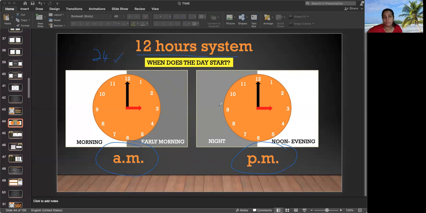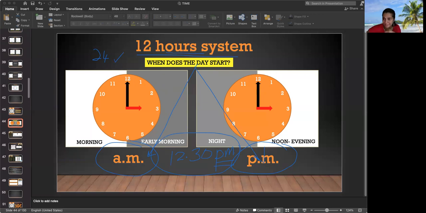So the 12-hour system precisely refers to using AM and PM. When somebody says, I finished school at 12:30 PM, when they put that word PM there, it means they are using time in the 12-hour system.